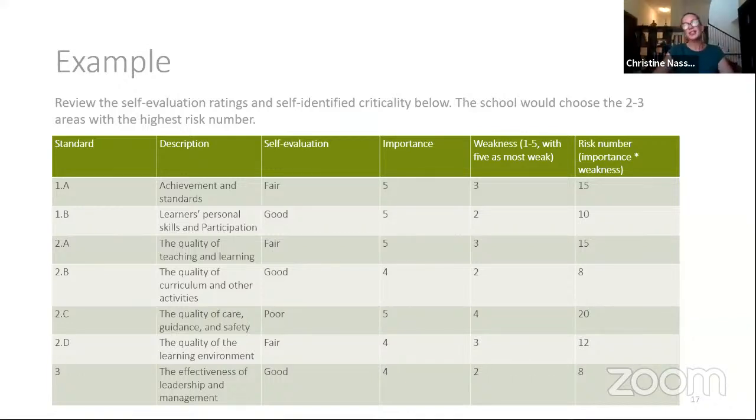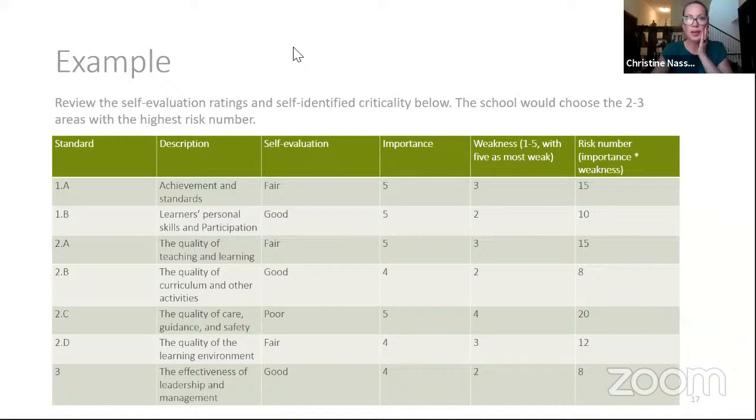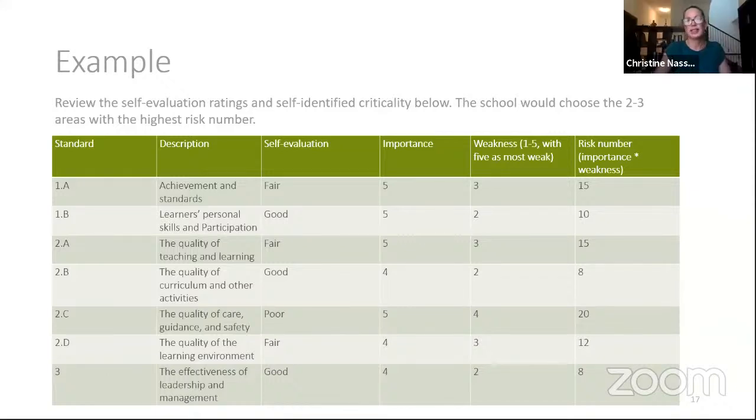I appreciate it. So congratulations to those of you who said 2C. Yay! Is there a way to give a smiley face in the chat box? I don't know. I can give a heart eyes. Okay, fabulous. I've done that.